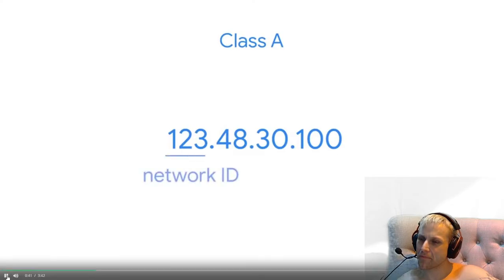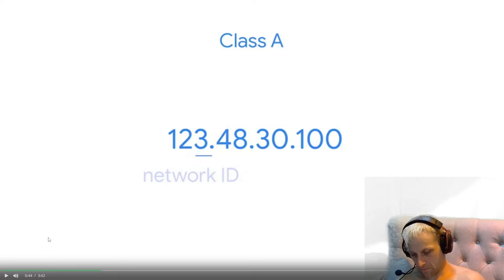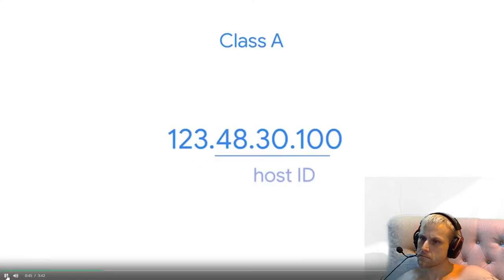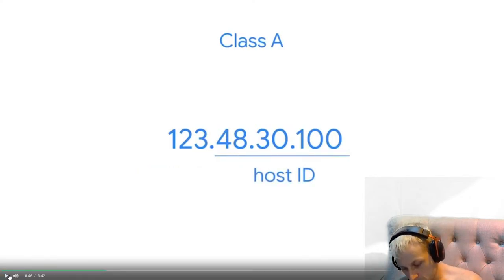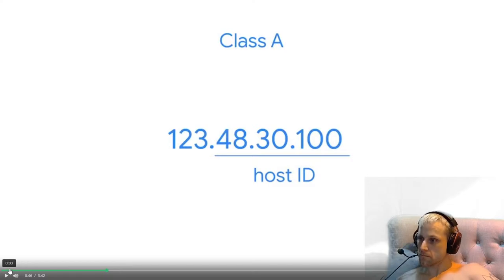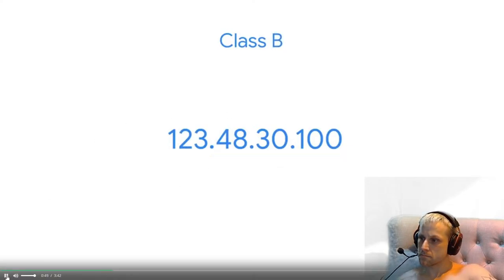A addresses are those where the first octet is used for the network ID. And the last three are used for the host. Class B addresses are where the first two octets are used for the network ID and the. Go back just a hair.